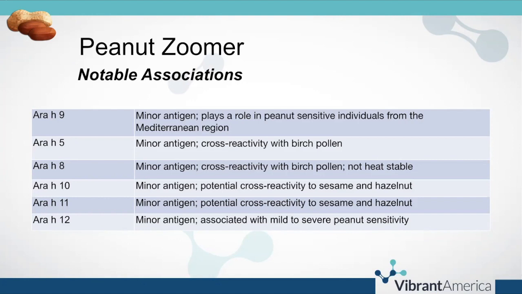An easier way to look at it would be with sesame and hazelnuts. So for instance, ARA-H10 or ARA-H11, and a peanut sensitive individual that has these antibodies would also want to probably avoid sesame and hazelnut as well in order to avoid whatever symptoms are being caused by the antibody-based sensitivity.